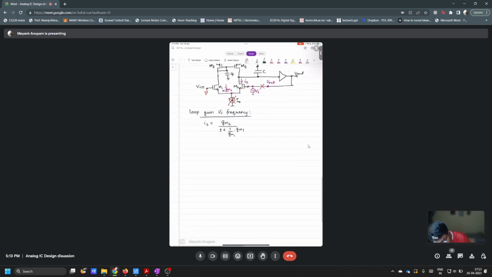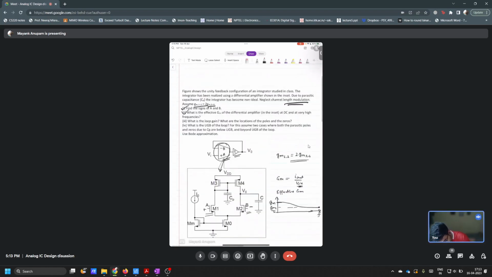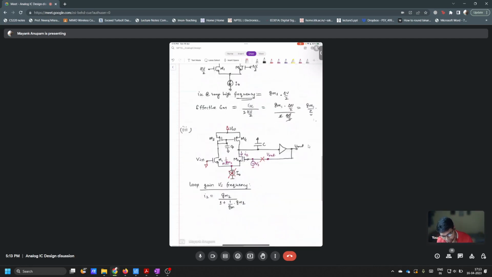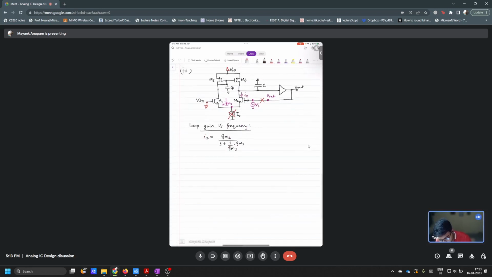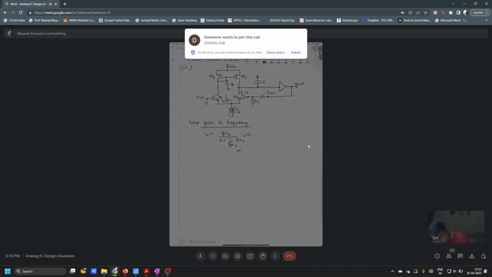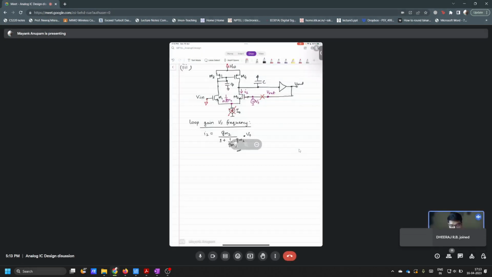So here the channel length modulation is neglected, right? It is already given in the question, you have to neglect channel modulation here. So this is GM2 divided by 1 plus GM1 into GM2, right? This is how it is, multiplied by VT, correct? And this is the current due to M2.